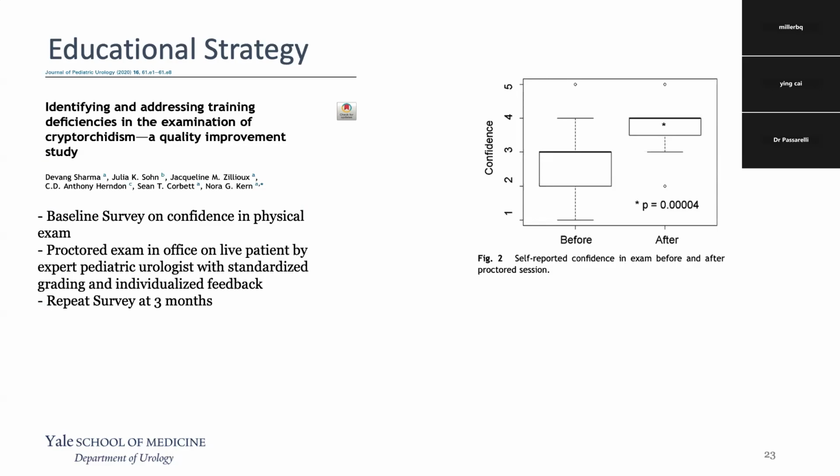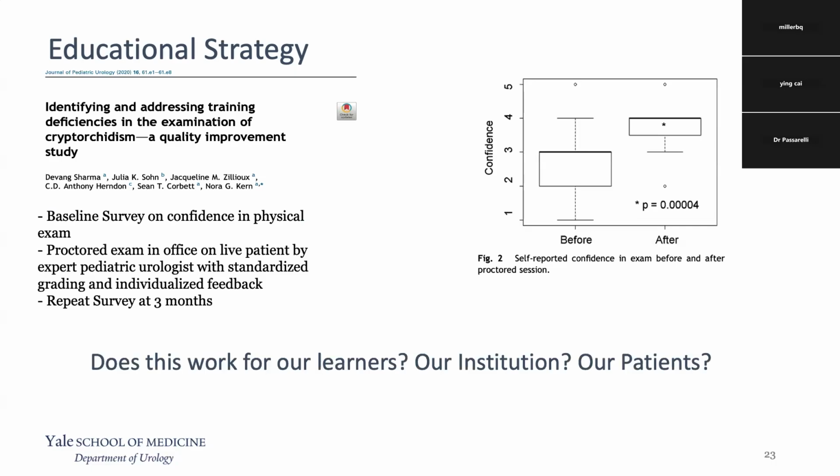The learners then went to the urology office where they were proctored on exam technique on a live clinic patient by an expert pediatric urologist, and they were graded. And then they were given feedback, and then they were graded again until they achieved a level that was deemed appropriate on how to do the exam. Then they gave a survey 3 months later and found that the learners felt significantly more confident in their physical exam skill after doing the sessions.